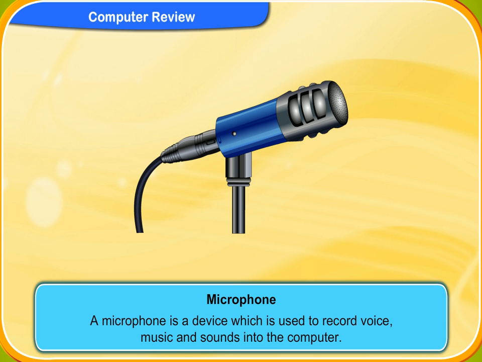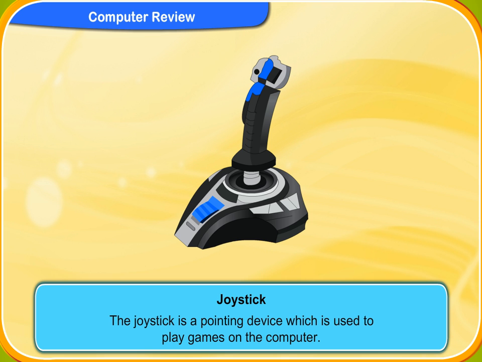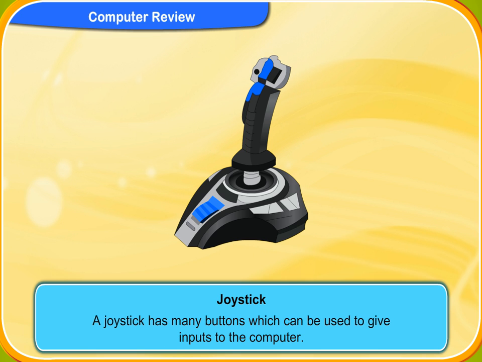A microphone is a device which is used to record voice, music and sounds into the computer. The joystick is a pointing device which is used to play games on the computer. A joystick has many buttons which can be used to give inputs to the computer.